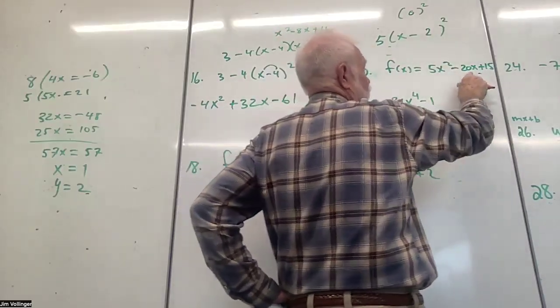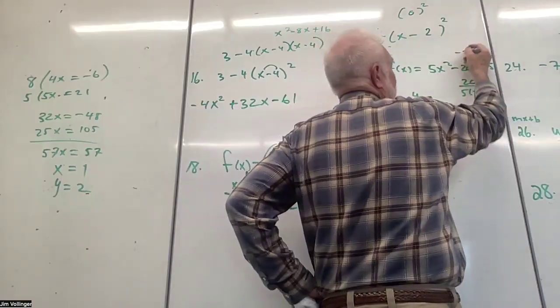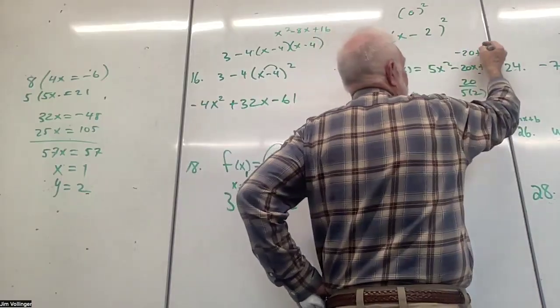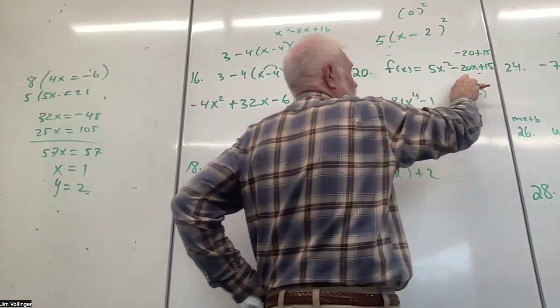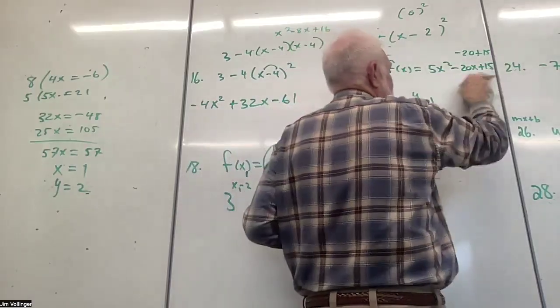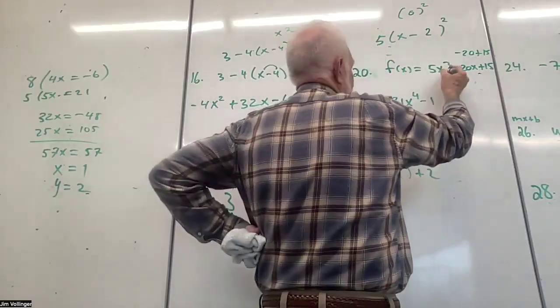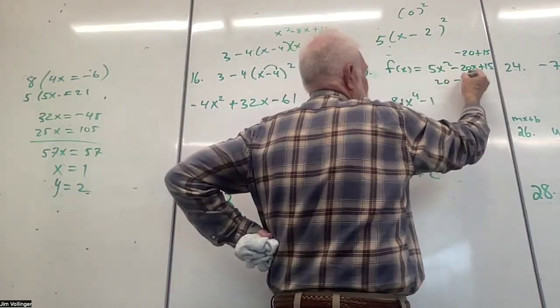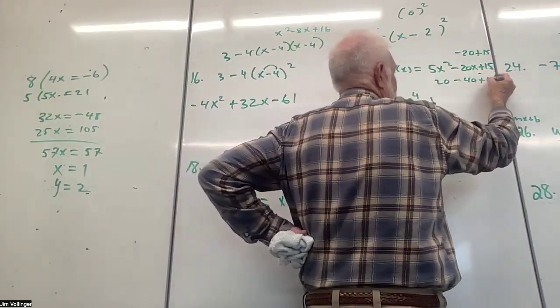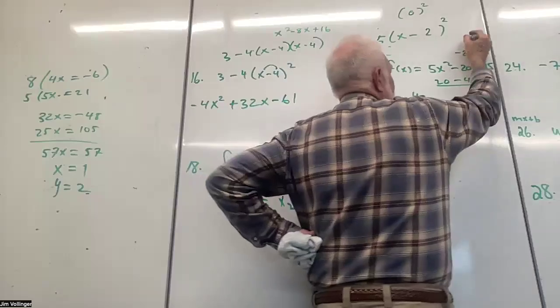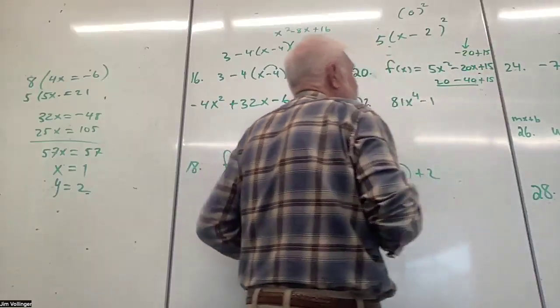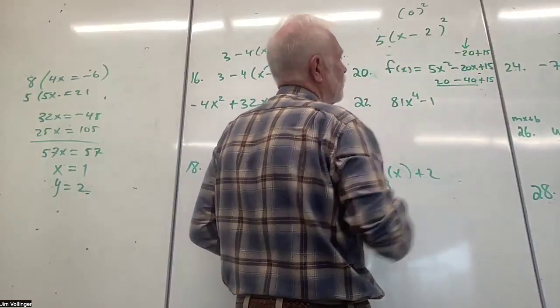And if I drop in a 2, minus 40 can be cut in half, plus 15. If you're not seeing that shortcut, then keep putting 2 in. Go ahead. 2 squared, 4, 20 minus 40 plus 15. Oh yeah, 20 minus 40 is half of that. All right, so what do we get? Minus 5.